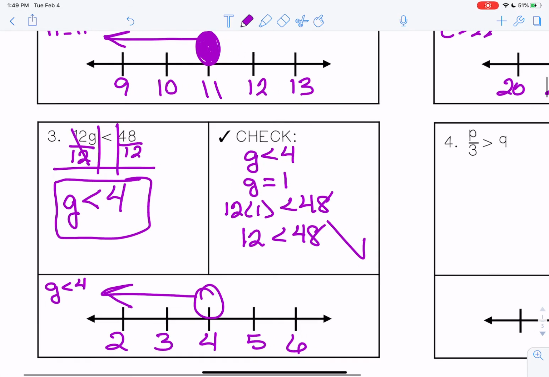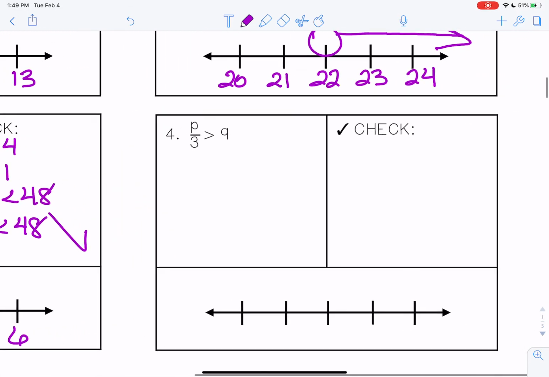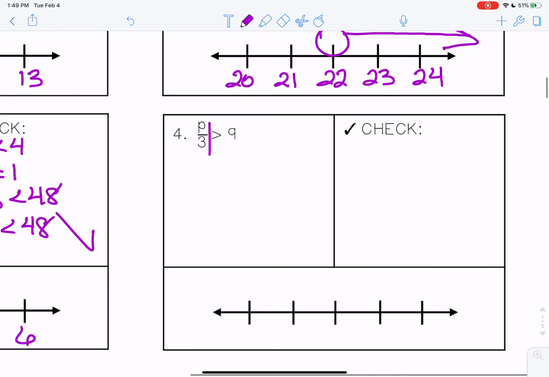All right, let's take a look at number 4. Step 1, we draw the river. This is P divided by 3 is greater than 9. Well, the opposite of division is multiplication. 3's cancel out, and I get P is greater than 27.